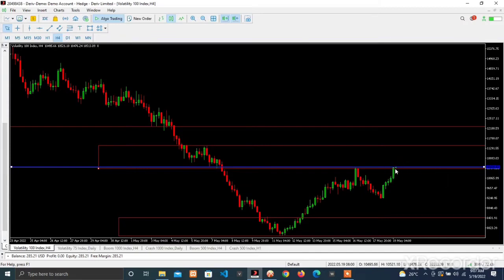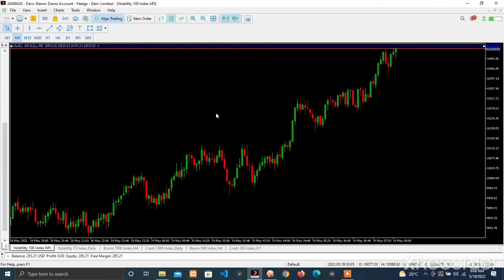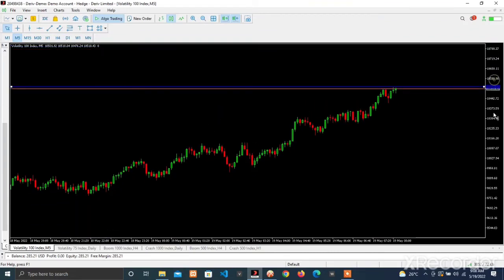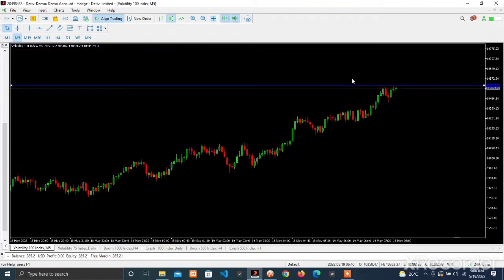If the market should break this resistance line I draw here, because we are going to be using our 5-minute and 1-minute time frame for confirmation. So if the market is able to break this resistance line and retests it back, we're going to take a buy trade.